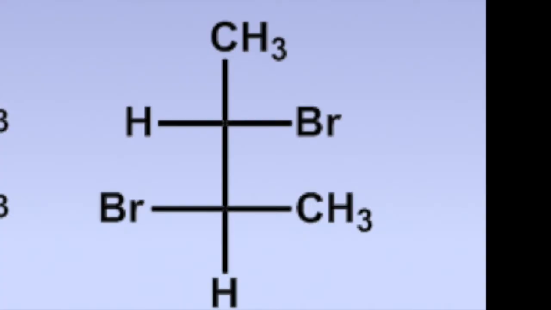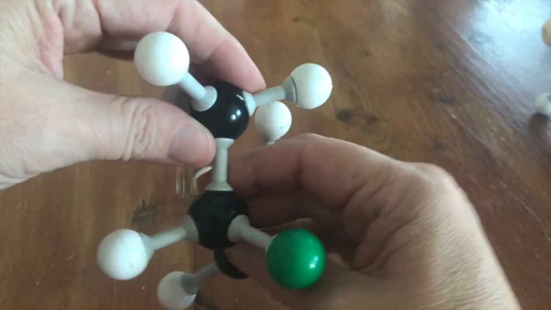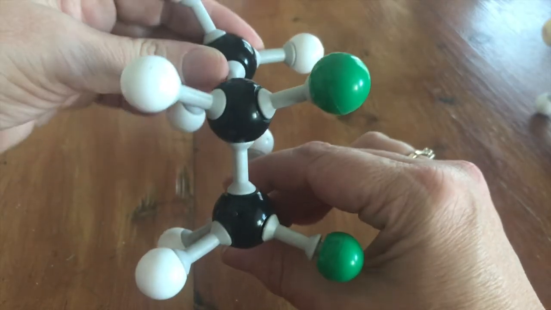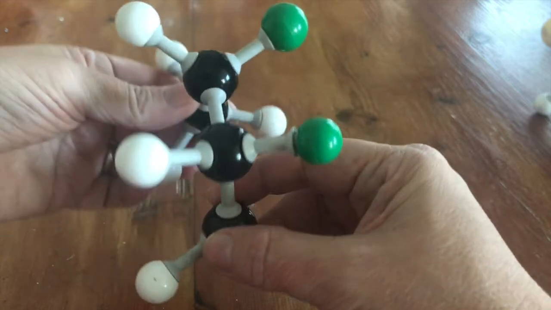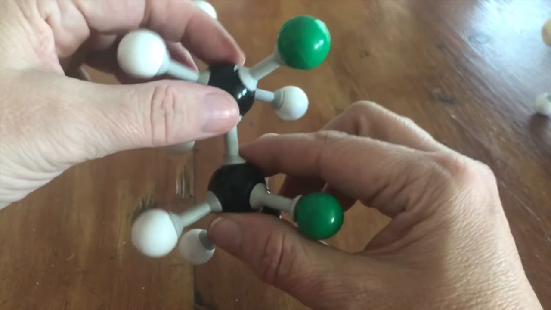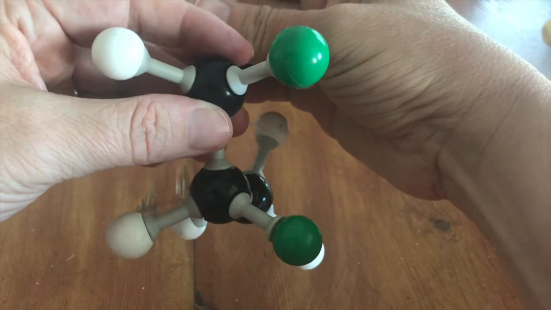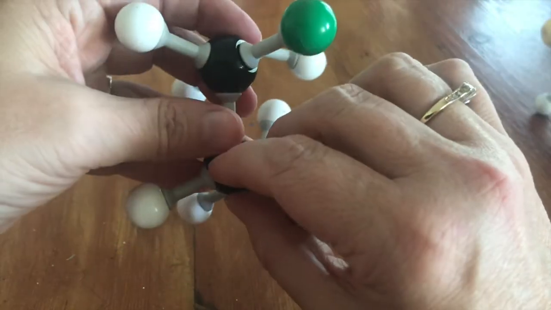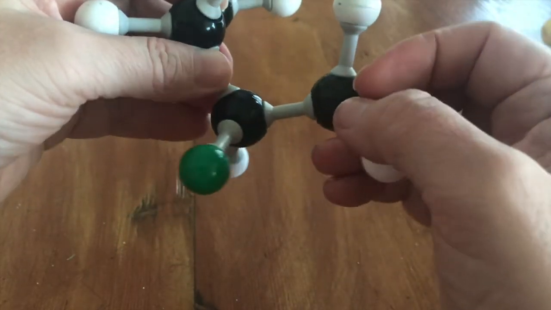And if we look at the last compound, we see that it is in a Fischer projection. And so here's how I build my Fischer projection models. Okay, so on that top carbon, we have a methyl going back, and on that bottom carbon, we have a hydrogen going back. So we're going to rotate that.